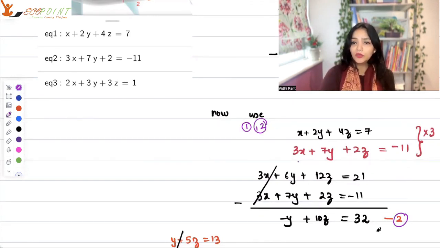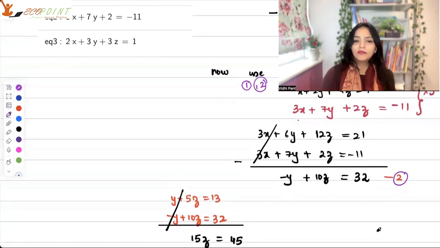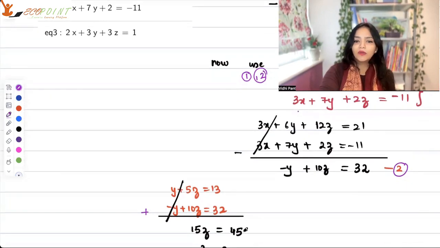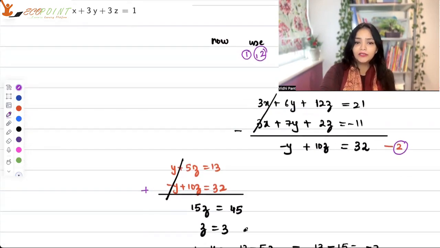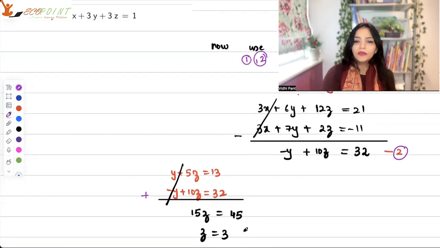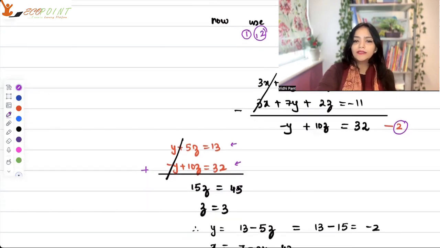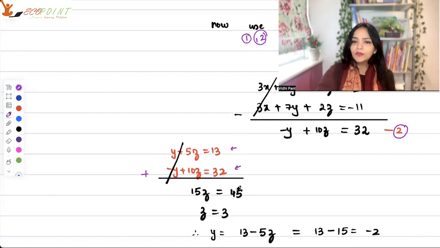Now I have two equations in y and z: -y + 10z = 32 and y + 5z = 13. You don't have to subtract, you have -y, so you can just add, and you will get 15z = 45, which means z is equal to 3 clearly. Now, the moment you have z = 3, you can find out y from any one of these. y is 13 - 5z, so you get that y is -2.